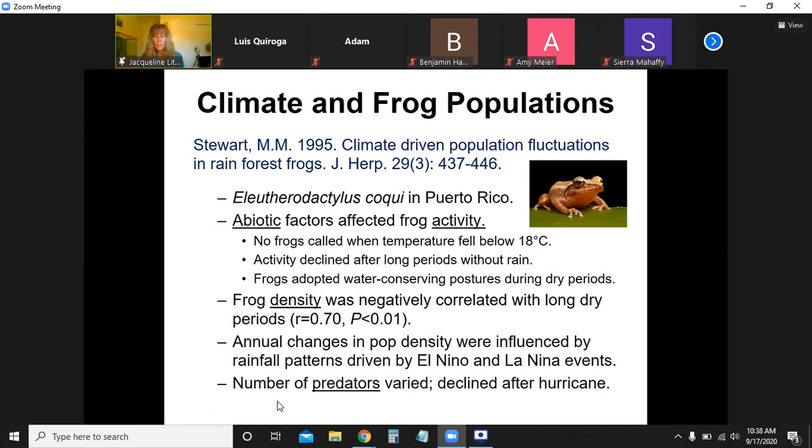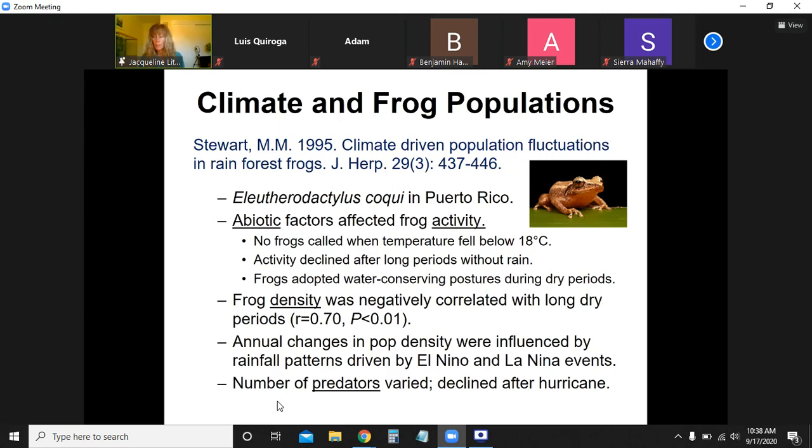And on the longer scale, she also found that annual changes in population density were influenced by the rainfall patterns driven by the Southern Oscillation events that we just talked about, by El Nino and La Nina events, which were driving that population density variation. And another aspect of the biotic factors, she found that the number of predators varied in relation to weather events like Hurricane Hugo, which is described. The predators that were mostly focused on in this study were spiders that feed on the frogs.